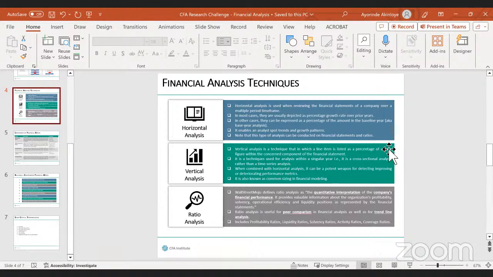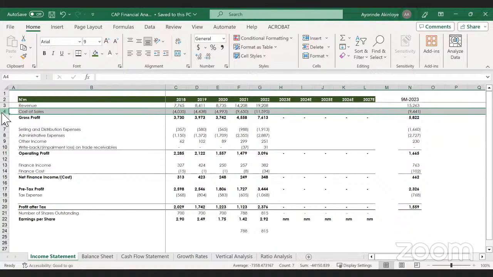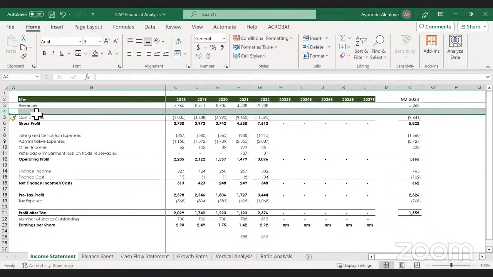You're looking at cost of sales. You're looking at all those different items in the balance sheet. You're looking at growth rates. So horizontal analysis is focusing on growth rates, while vertical analysis is more like common sizing. Okay, let's just go to an example. So let's do horizontal analysis first. So horizontal analysis, this is what it is about.